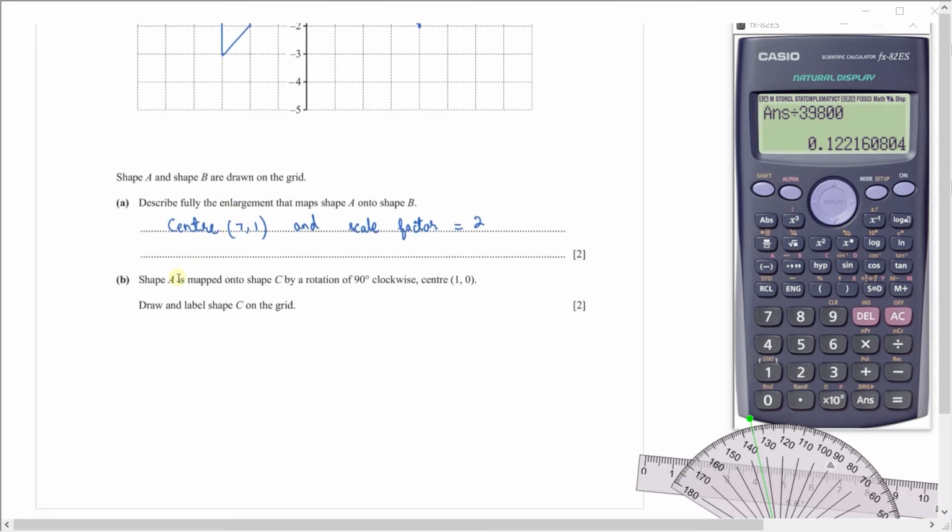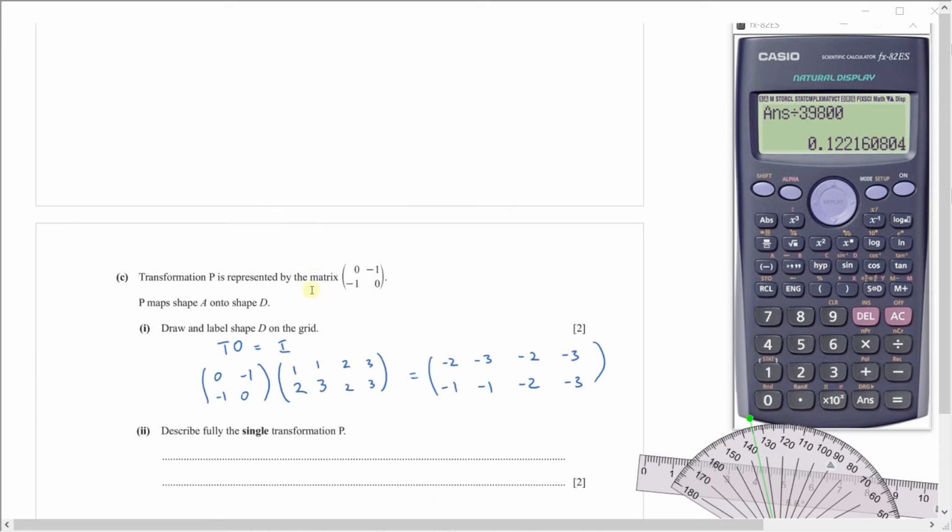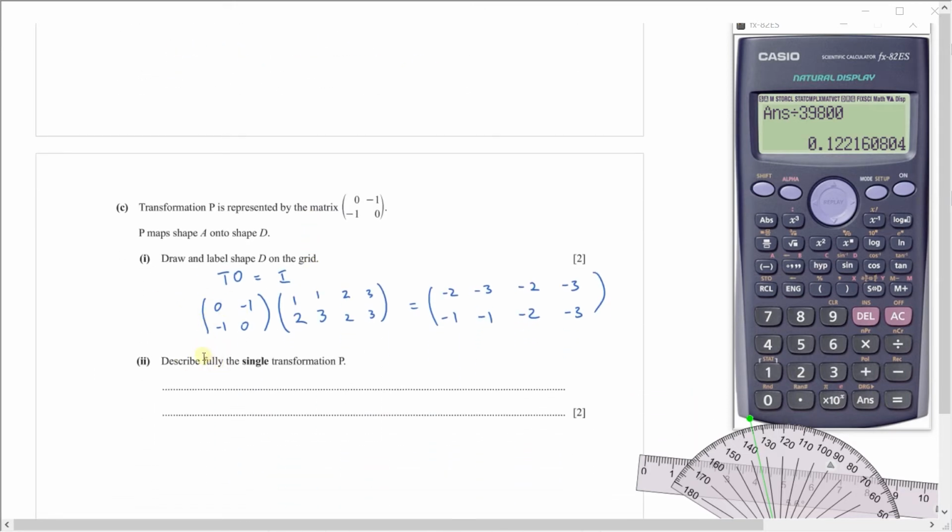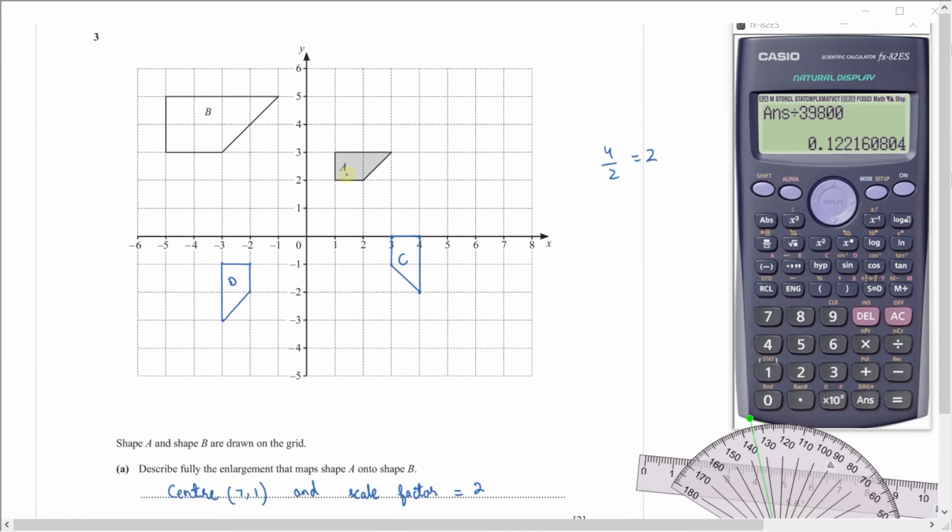The next part is shape A is mapped onto shape C. Oh no, this is not the next part. This part: describe fully the single transformation P. So this is the transformation P which maps A onto D. So you have to describe it. So let's see, this cannot be a translation because the orientation of this shape has changed. This cannot be an enlargement because the size is the same.